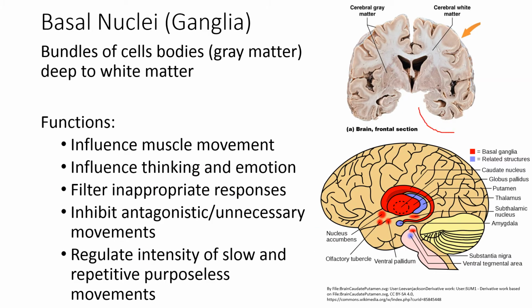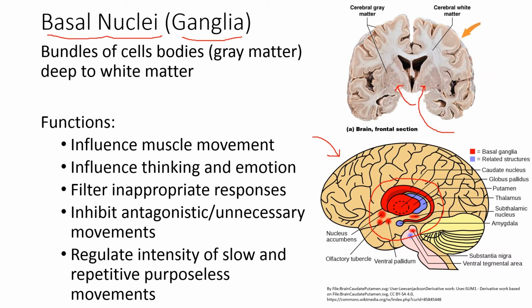As you can see in this frontal section of the brain, interspersed amongst the white matter are islands of gray matter. These are integration centers, and they're called basal nuclei or sometimes basal ganglia. As you can see in this image at the bottom right of your screen, the basal ganglia are centrally located in the brain. They are highlighted by these structures colored red.